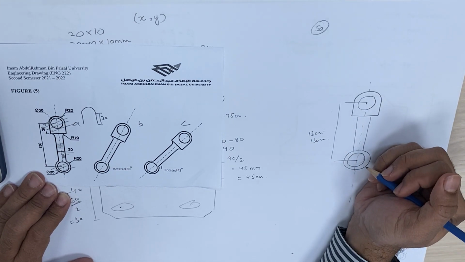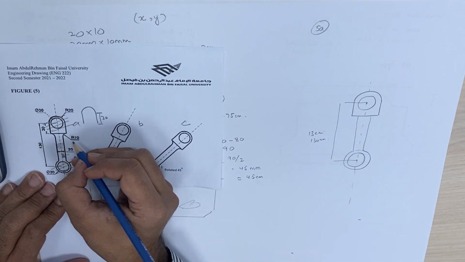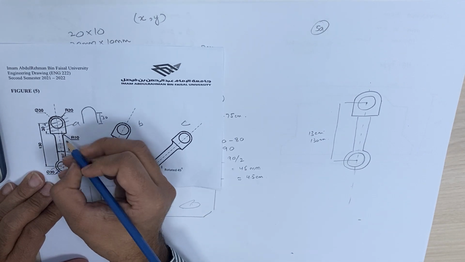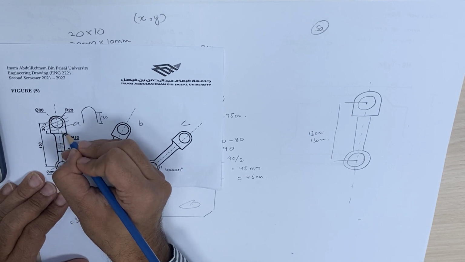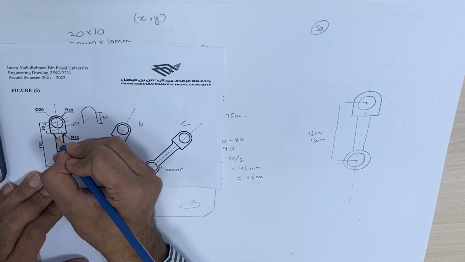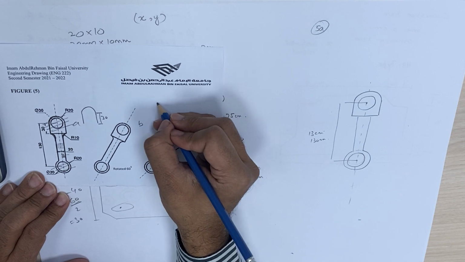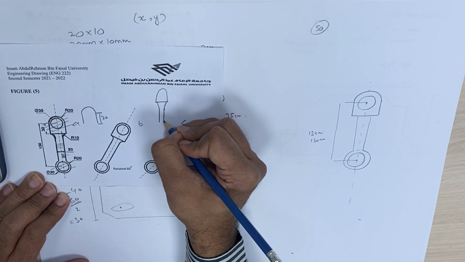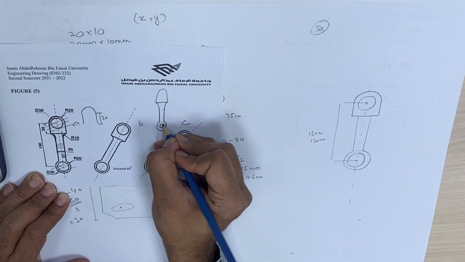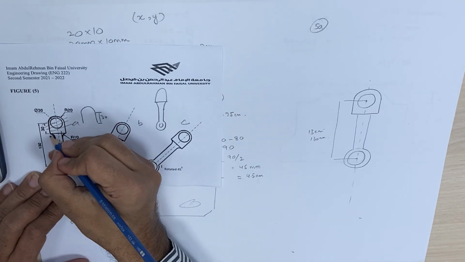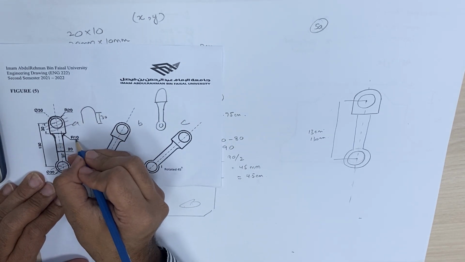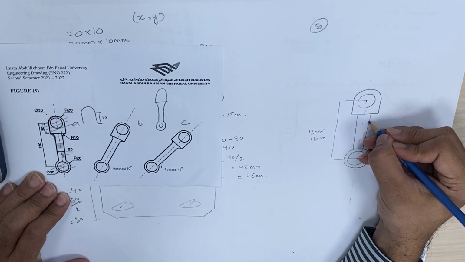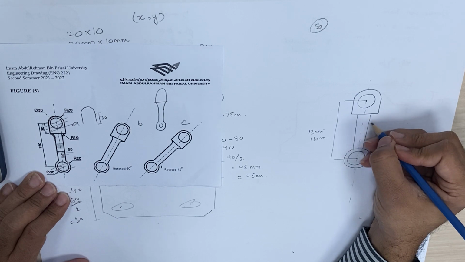Okay. Now the only thing left is we cannot make it a straight. There is a chamfer here. Okay, it is like this. So what is the radius of this one? Is 10. So this is very simple.